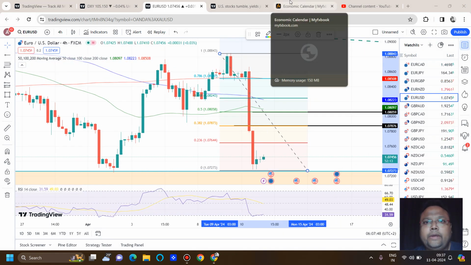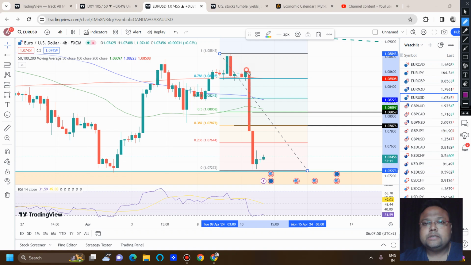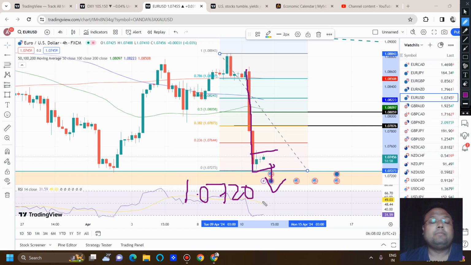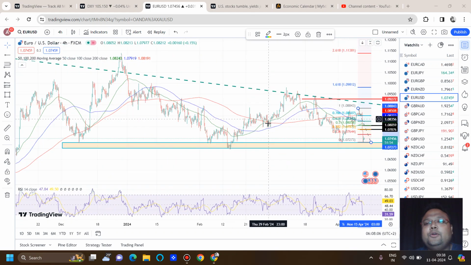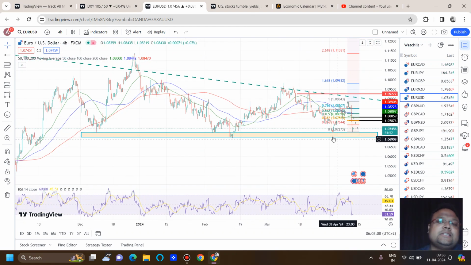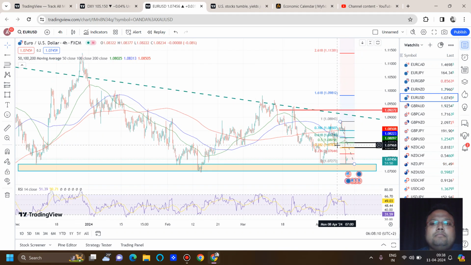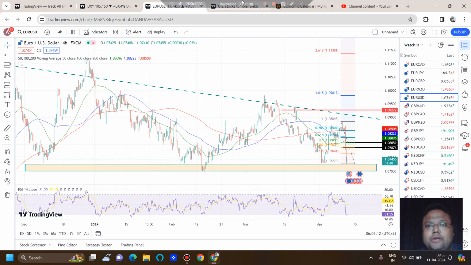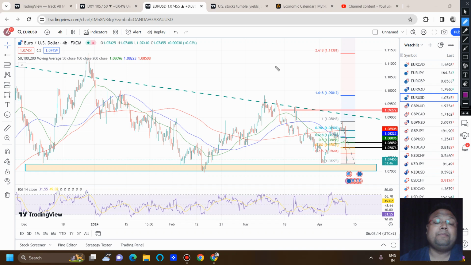And one more thing that we can clearly see on the chart of Euro USD is that we have a bearish flag as well, and it's a trend continuation pattern. So if DXY continues the upside, definitely the market will break 1.0720 and start going down. But the problem is that Euro USD is just standing at a support.